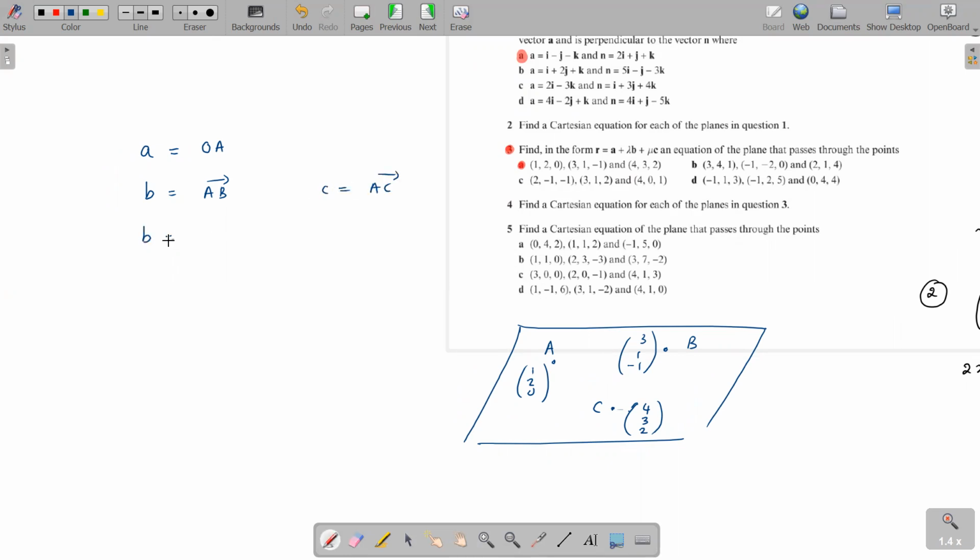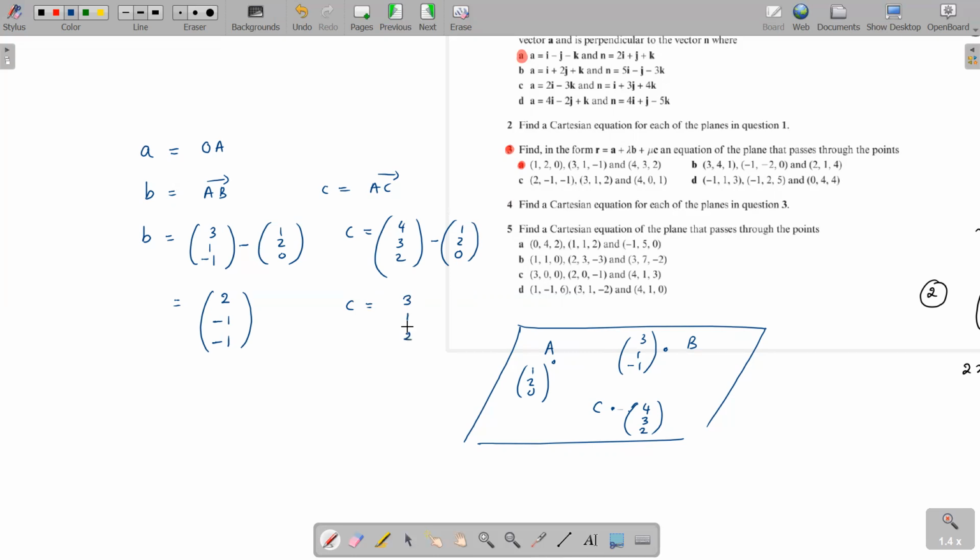So vector AB is B minus A, which is 3, 1, minus 1, subtracting A, which is 1, 2, 0. So I get here 3 minus 1 is 2, 1 minus 2 is minus 1, minus 1 minus 0 is minus 1. For vector AC, we get C minus A, which is what? 4, 3, 2 minus A, which is 1, 2, 0. So I get 4 minus 1 is 3, 3 minus 2 is 1, 2 minus 0 is 2. Right? So then I got my B and C.